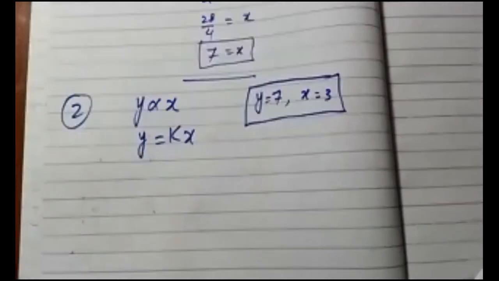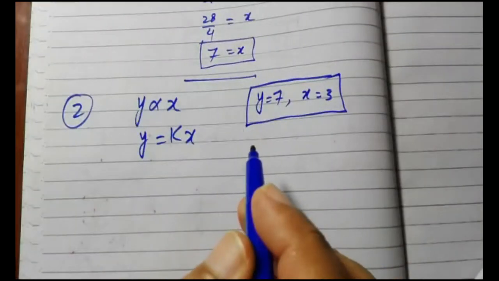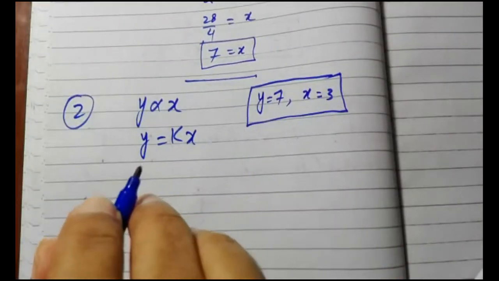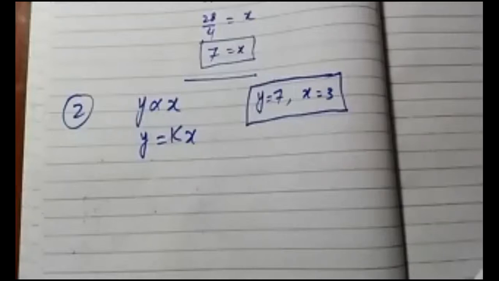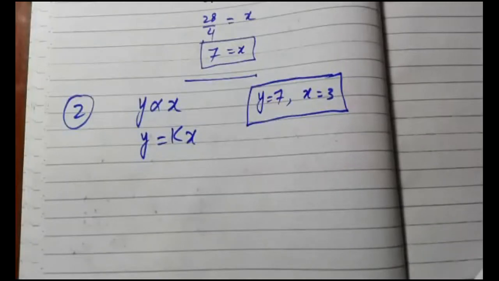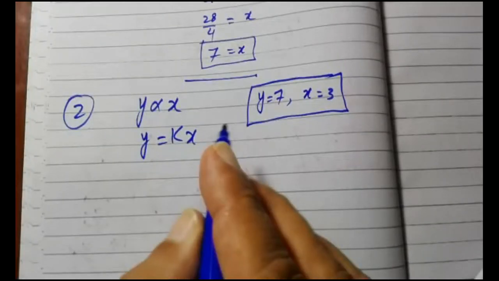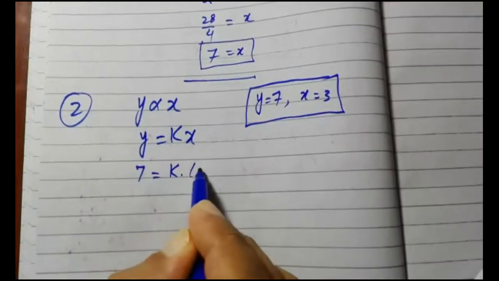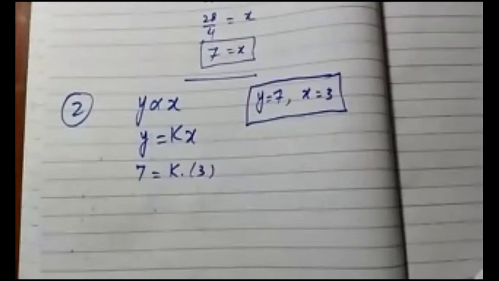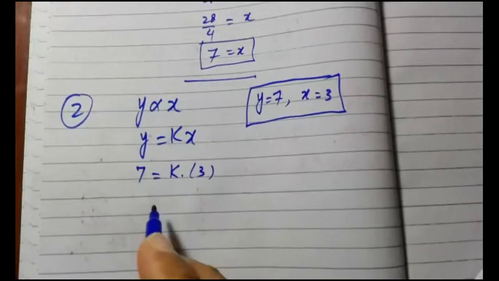So our task will be first of all to find the value of k. That is, 7 equals k times x, that is 3. This is how you will find the first value of k, that it will be 7 by 3.